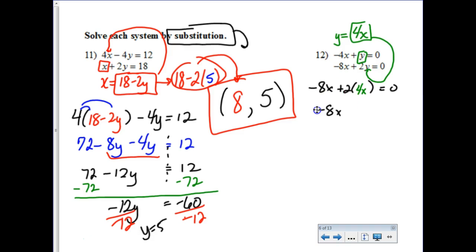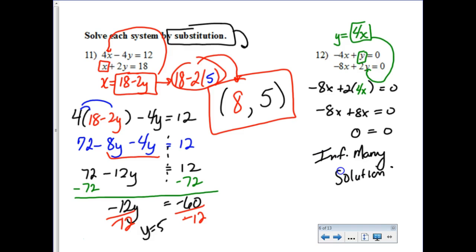Oh, this is a weird one. Negative 8x plus 8x equals 0. These end up canceling each other, and you get this weird statement, 0 equals 0. Now that is true. 0 does equal 0. So this is the one where you have infinitely many solutions. If you get the x's to knock out and it's a gibberish statement, like 0 equals 5, that's when it's no solution.